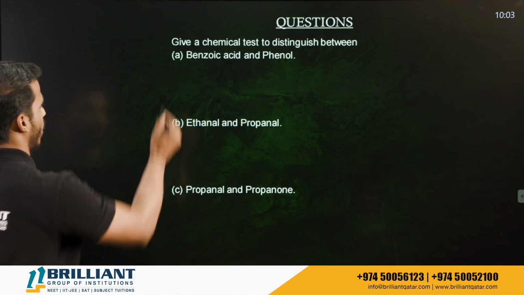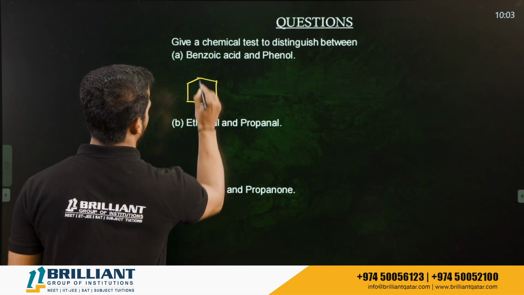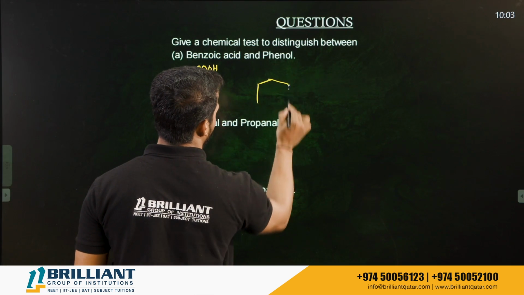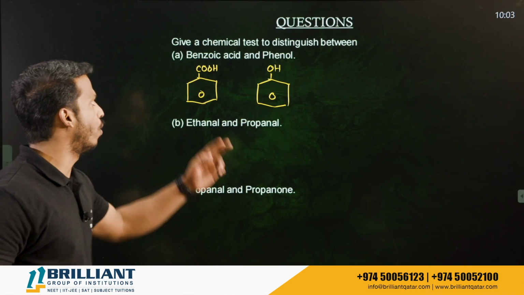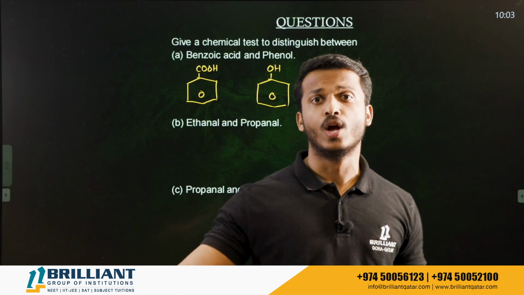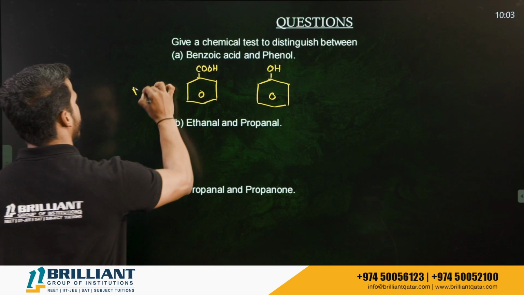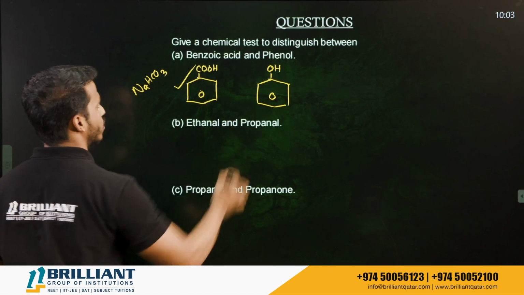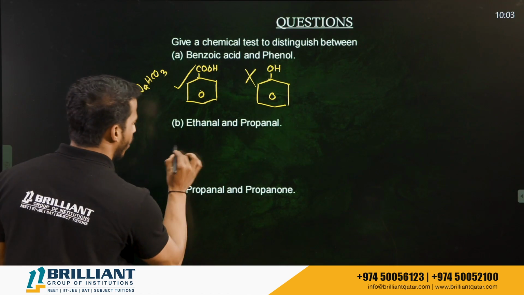So let's go for the first one. Benzoic acid. What is benzoic acid, dear all? That is benzene with COOH, all right? And phenol: benzoic acid and phenol. Dear all, one is an alcohol, that is phenol, and one is a carboxylic acid. Which test can be used here? Just now we discussed the sodium bicarbonate test, because the sodium bicarbonate test is only given by carboxylic acids, not alcohols. Yes or no? Next. Ethanol. What is ethanol?